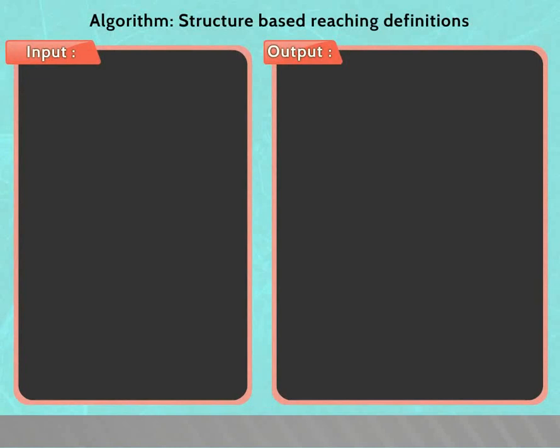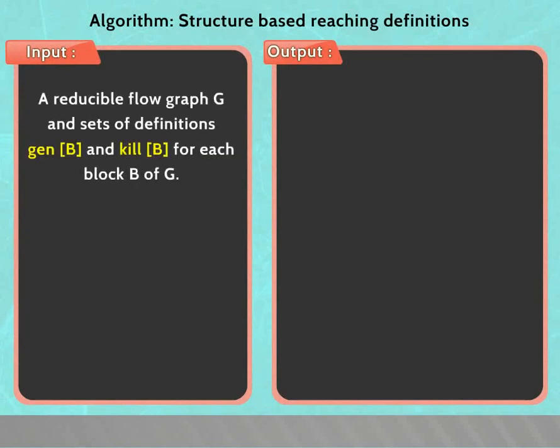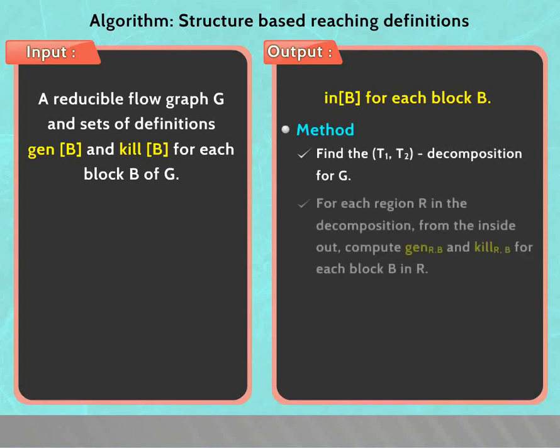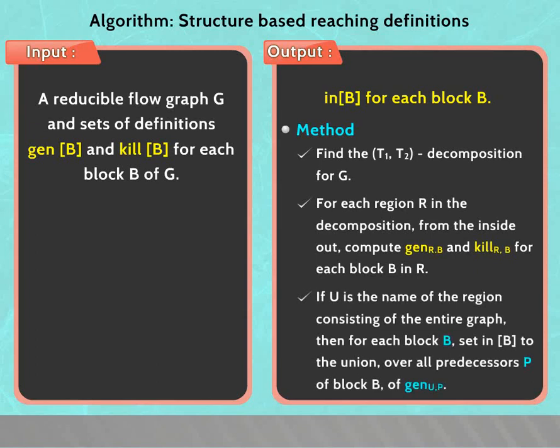Algorithm: structure-based reaching definitions. Input: a reducible flow graph G and sets of definitions gen of B and kill of B for each block B of G. Output: in of B for each block B. Method: find the T1, T2 decomposition for G. For each region R in the decomposition, from the inside out, compute gen R, B and kill R, B for each block B in R. If U is the name of the region consisting of the entire graph, then for each block B, set in of B to the union over all predecessors P of block B of gen U, P.